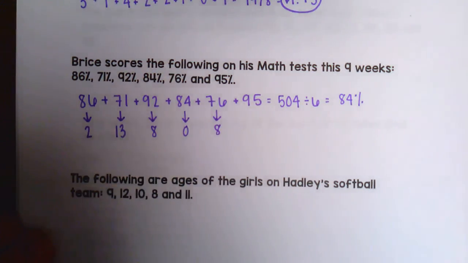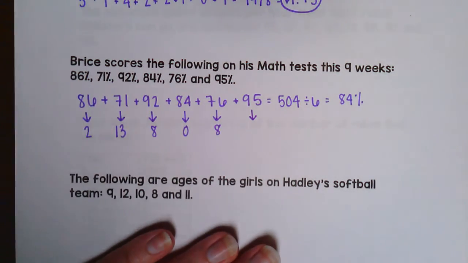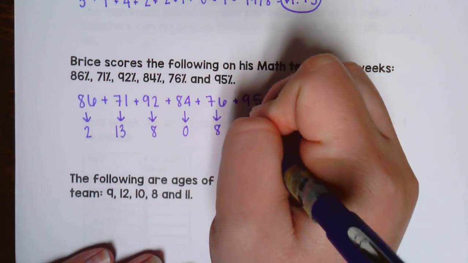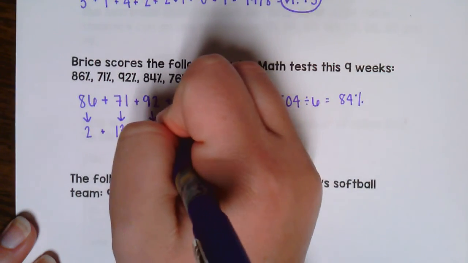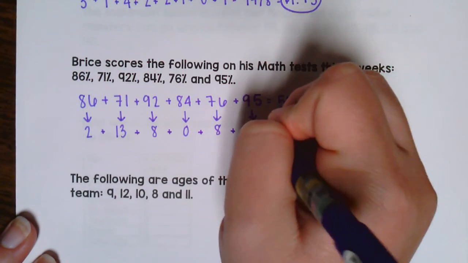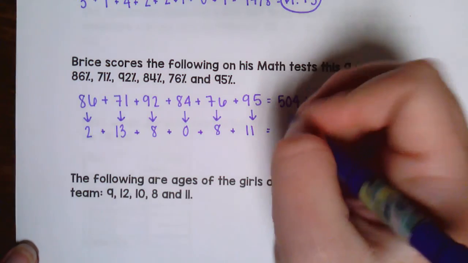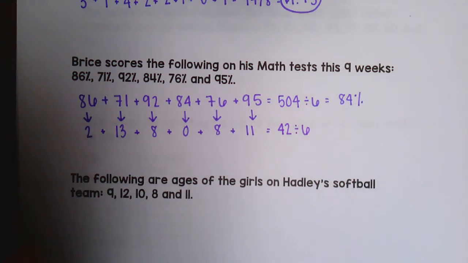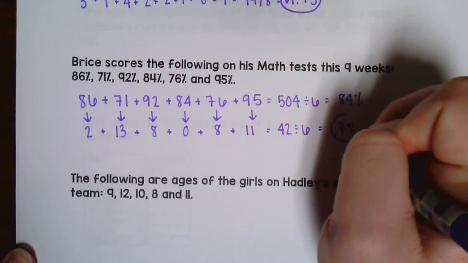If you hear me clicking over here on the calculator, I'm just making sure. It is late in the day, and I've been doing a lot of these, so sometimes I just need to double check. And 95 is 11 away. So to find the absolute deviation, I'm going to add these together. That gives me 42. Again, I'm going to divide by 6. And that is 7. So my mean absolute deviation is 7%.